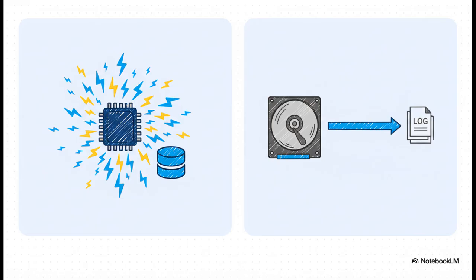SSDs, they're all about IOPS. That's input-output operations per second. The best way to think of them is like sprinters. They're amazing at handling thousands of little, tiny, random requests super fast, perfect for something like a database. HDDs, though, they're the marathon runners. They're built for throughput. We're talking megabytes per second. They are fantastic when you need to read or write enormous chunks of data all at once. Like when you're chewing through massive log files.